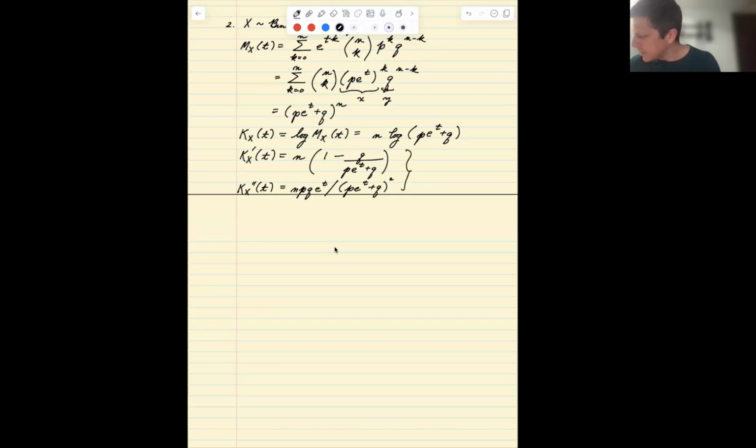And together, these both inform us that the expectation of X, which is the first cumulant evaluated at 0, is n times p. And the variance of X, which we've seen is the second cumulant evaluated at 0, is npq.